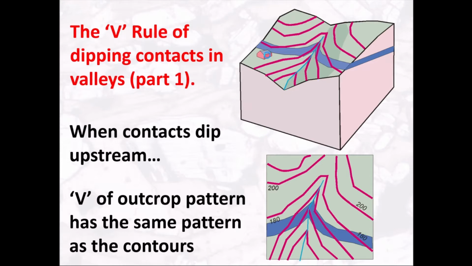Can you see that we have this bed of sedimentary rocks that's dipping upstream, and when we look at that map surface straight down in map view, you can see that the V of the outcrop is pointing in the same direction as the V of the ground contours.